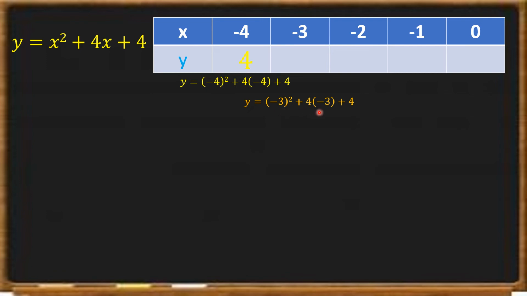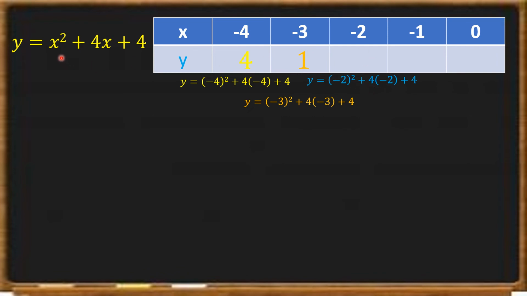This is negative 12. So, 9 minus 12. Edi, negative 3. 9 minus 12, negative 3. May plus 4 ka pa dito. Edi, positive 1. Okay? Ulitin ko, 9 minus 12. So, negative 3. Negative 3 plus 4, edi positive 1. Okay, dahan-dahanin nyo lang yon.